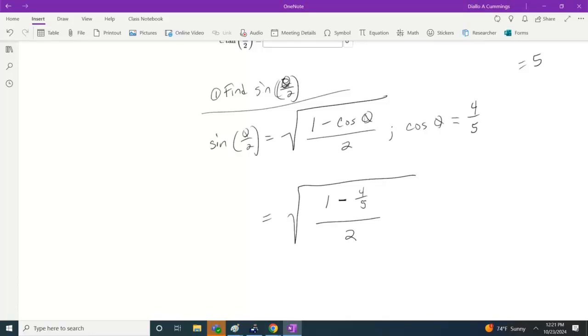Right. So from this point, I want to multiply my numerator and my denominator by the least common denominator. If I look, I only have three numbers, a 1, a 4/5, and a 2. The only thing that has a denominator is 4/5, which is 5. So 5 would be my least common denominator. So I'm going to multiply the numerator and the denominator by 5.